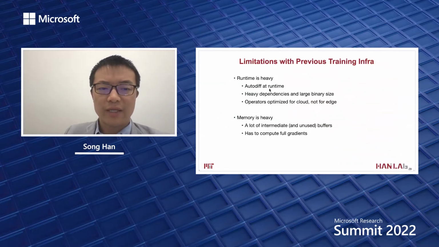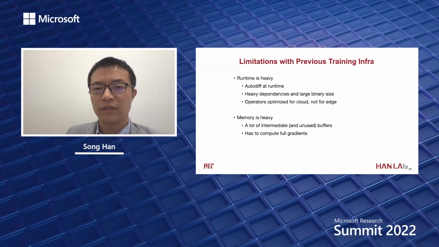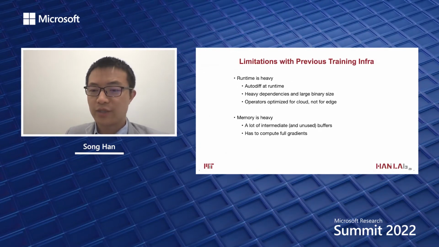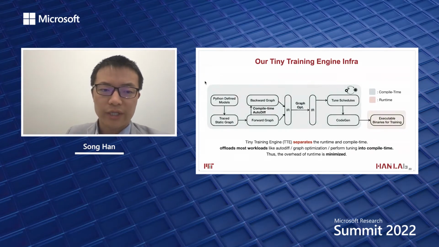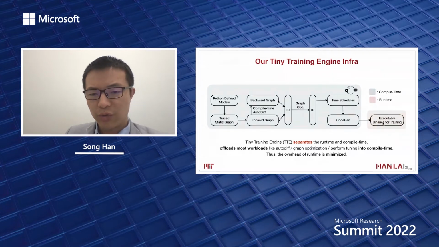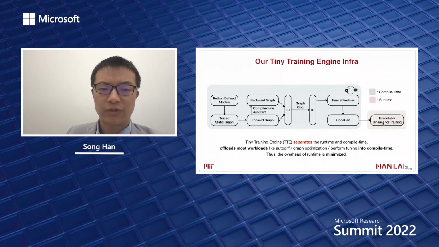It has heavy dependencies and a large binary size, and these operators are optimized for the cloud, not for the edge. On the other side, the memory is heavy since there are a lot of intermediate unused buffers, and it has to compute the full gradient, which cannot fully utilize our algorithm inventions, including sparse layer and sparse tensor update. So here we push the majority of the operations into compile time, and only the final executable binary for training, we push that into runtime.